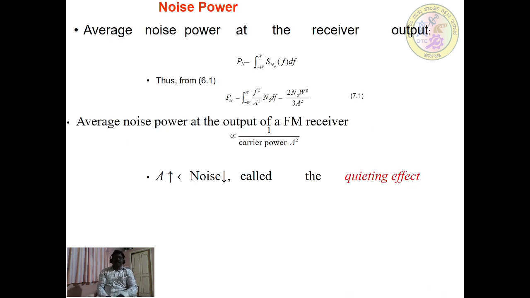Basically, the average noise power at the receiver output is given by the expression shown here in equation 6.1. The average noise power at the output of the FM receiver is proportional to 1 by carrier power squared. That is, whenever we increase the carrier power, noise gets reduced, and this effect is nothing but the quieting effect. That means we are reducing the noise totally.